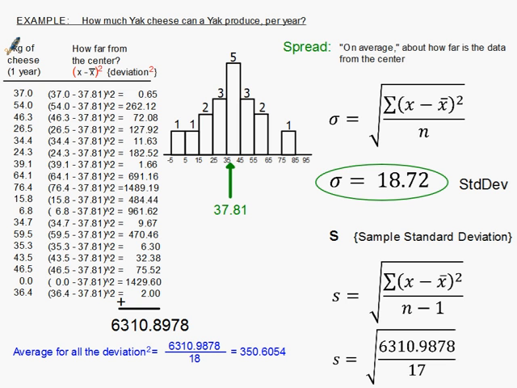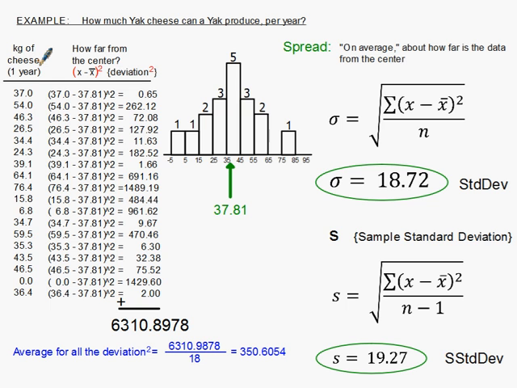So this would actually look something like this. We're still going to add up all of our deviations, but instead of this 18, we're going to divide by 18 minus 1, and we end up with a slightly larger number with an abbreviation of S for sample standard deviation. The question is, we have two measures and one data set. What's the right one? Is this all of the yaks or just a sample of the yaks? It's just a sample, so we should use S, or sample standard deviation.